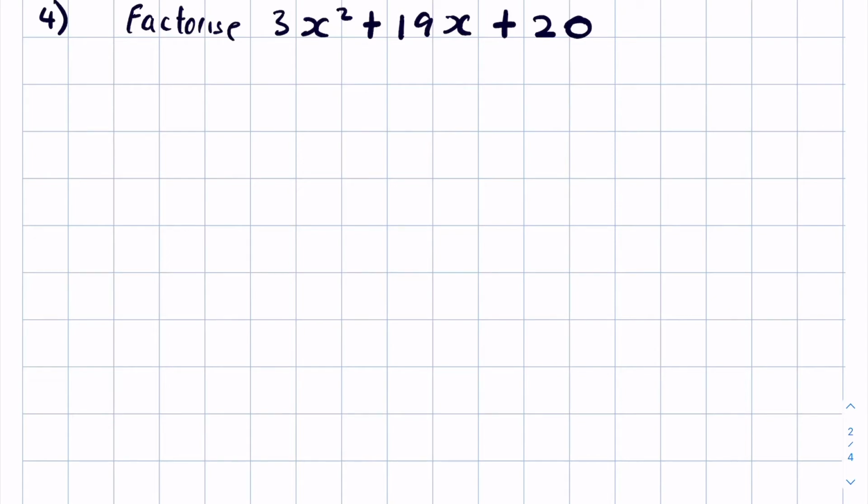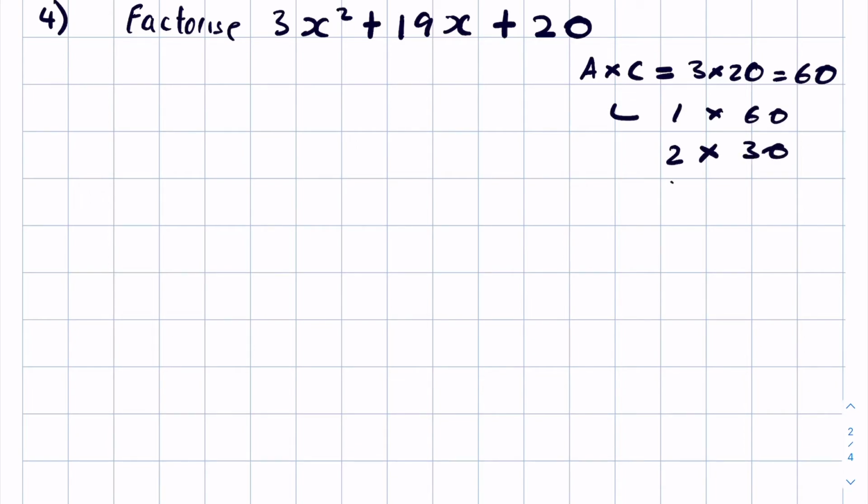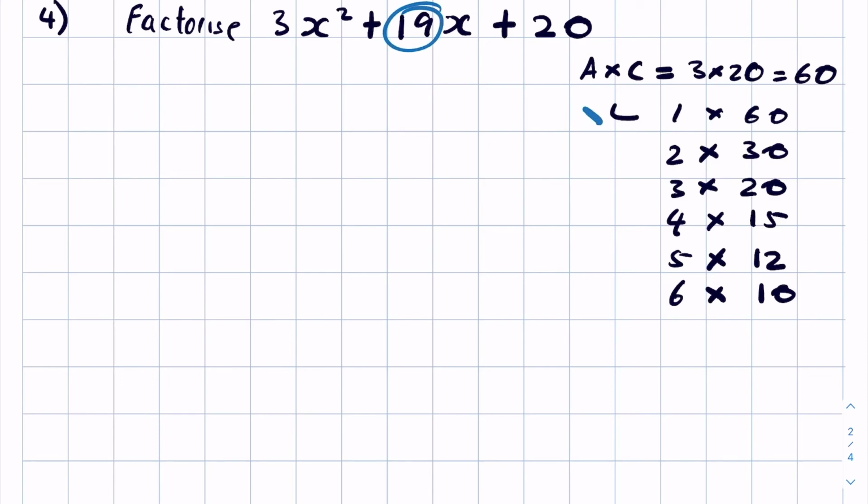Let's do one more example like this. So we have 3x squared plus 19x plus 20. So a times c equals 3 times 20, which is 60. Looking at the multiples, we have 1 times 60, 2 times 30, 3 times 20, 4 times 15, 5 times 12, and 6 times 10. And they need to add up to 19.